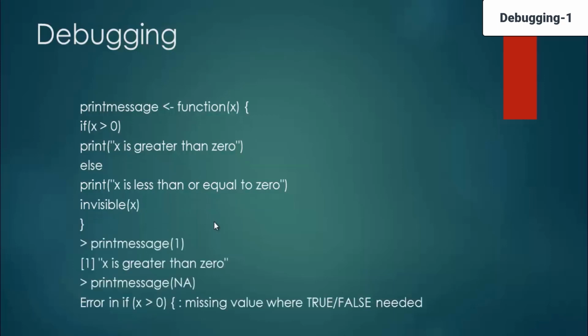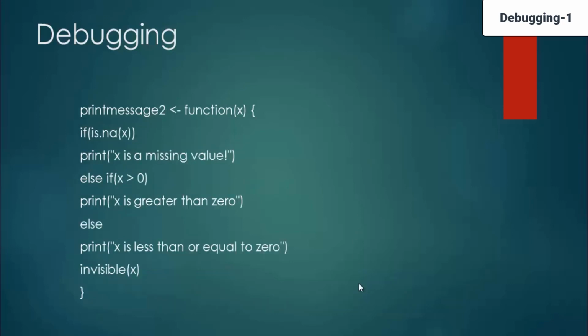Moving on, this is the same example I showed you. So missing value, if you are passing this NA, where TRUE or FALSE is needed, this is where this invisible of x comes into play. Error in if x greater than 0, missing value where TRUE/FALSE needed. So this is one such example. We don't have to do this in the R console, just go through this example with you guys.